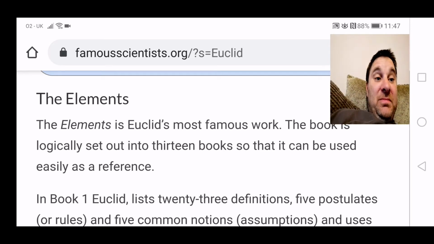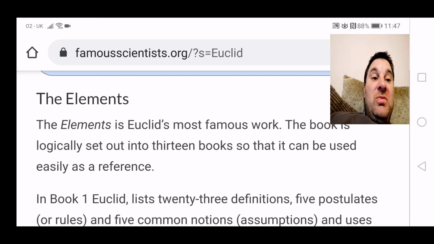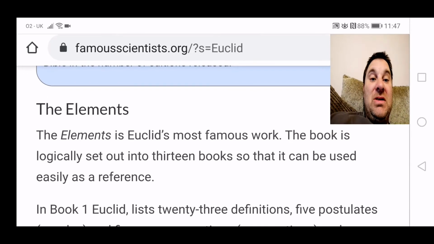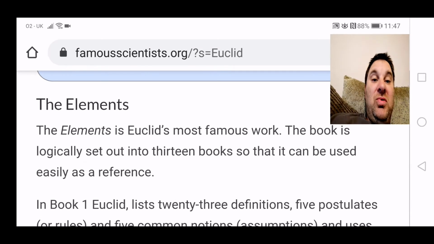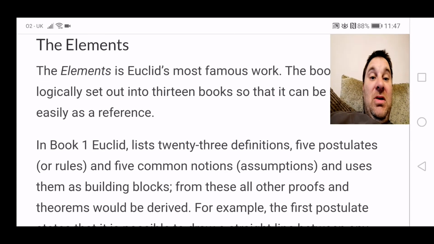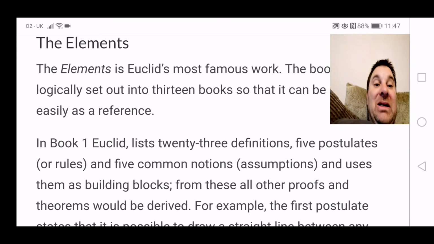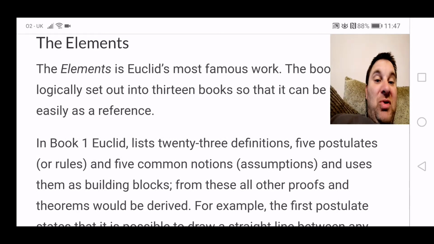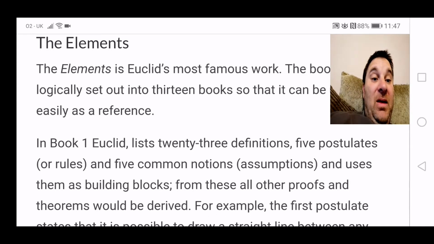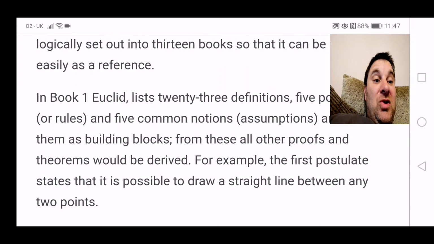The Elements. The Elements is Euclid's most famous work. The book is logically set out into 13 books so that it can be used easily as a reference. In Book 1, Euclid lists 23 definitions, 5 postulates or rules, and 5 common notions, assumptions, and uses them as building blocks. From these, all other proofs and theorems would be derived. For example, the first postulate states that it is possible to draw a straight line between any 2 points.